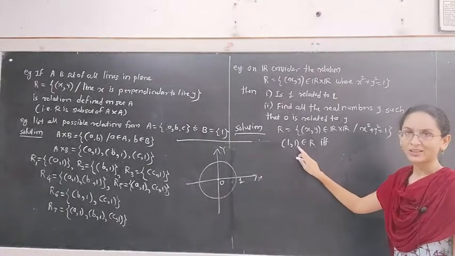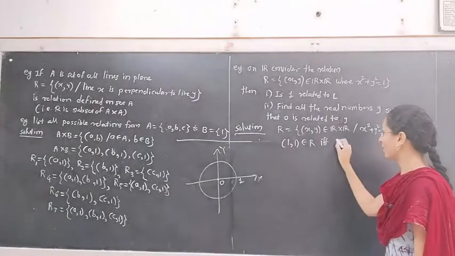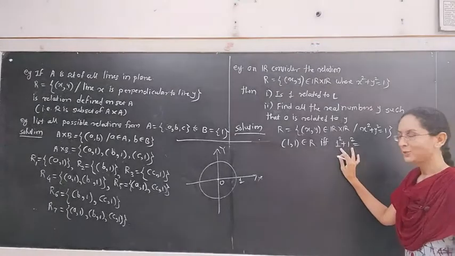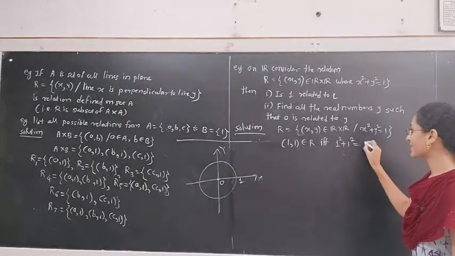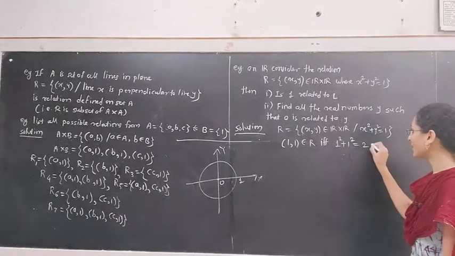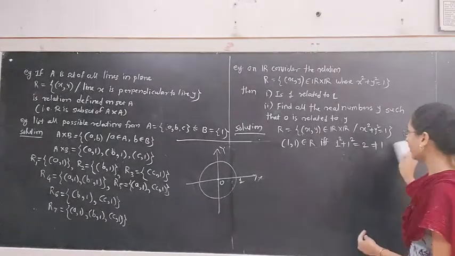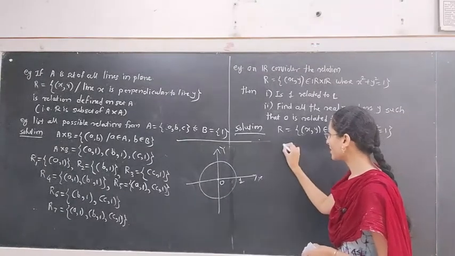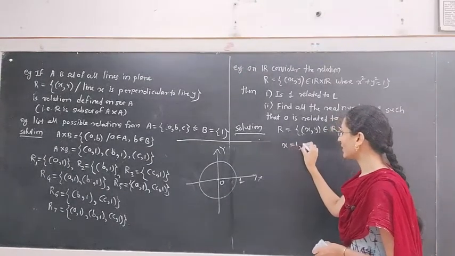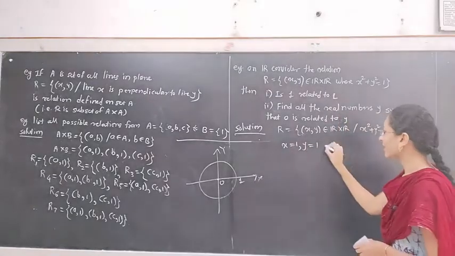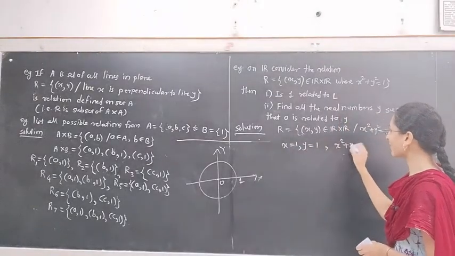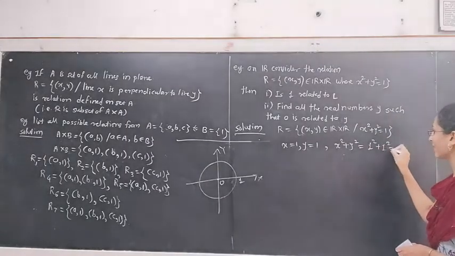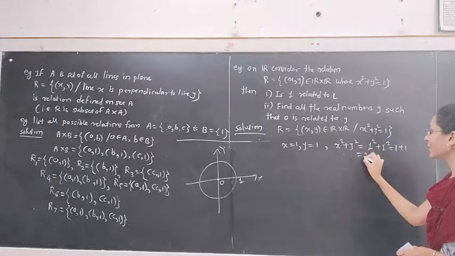That means we check whether 1 square plus 1 square is equal to 1 or not. If we find this value, 1 square plus 1 square is 2, which is not equal to 1. Hence the ordered pair (1, 1) does not belong to R, because if we put x is equal to 1, y is equal to 1, then the equation x square plus y square gives 1 square plus 1 square is equal to 1 plus 1, which is equal to 2.